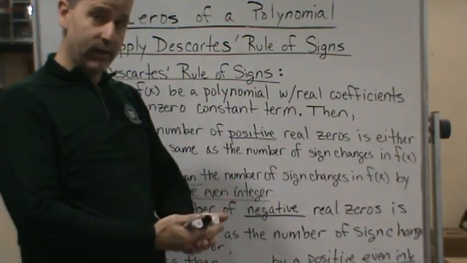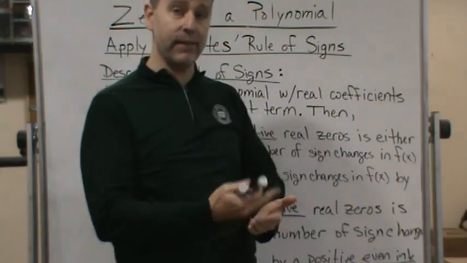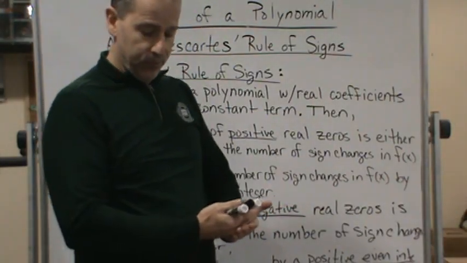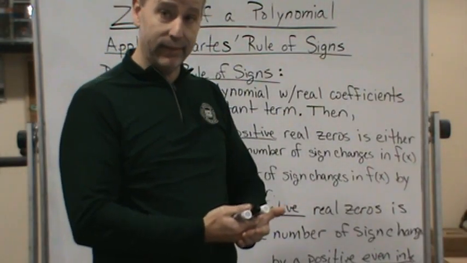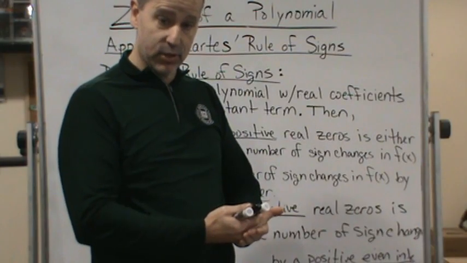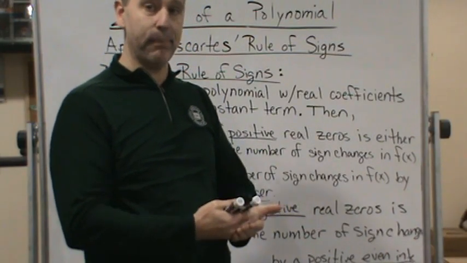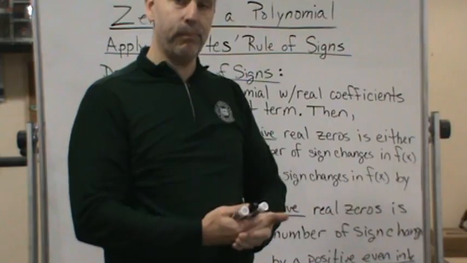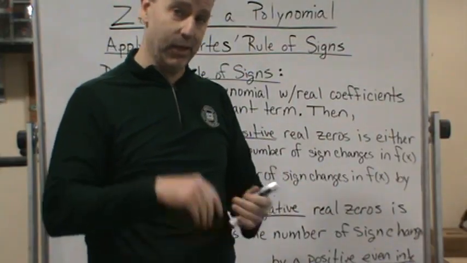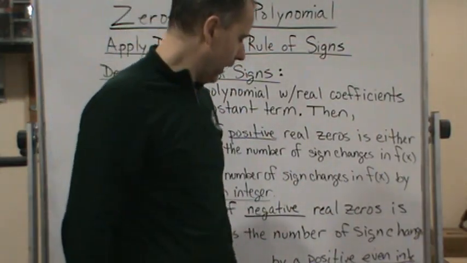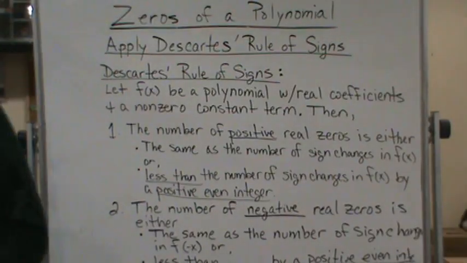So again, the number of negative real roots will either be equal to the number of sign changes, or it's going to be less than that by some positive even integer. Okay? So again, we'll do examples, but hopefully that makes sense.